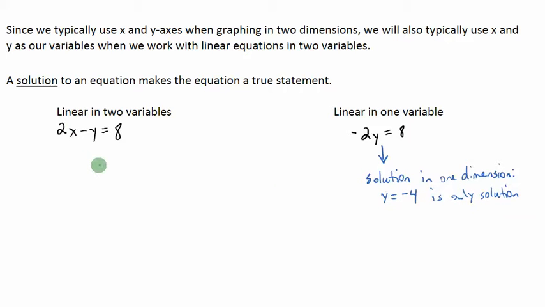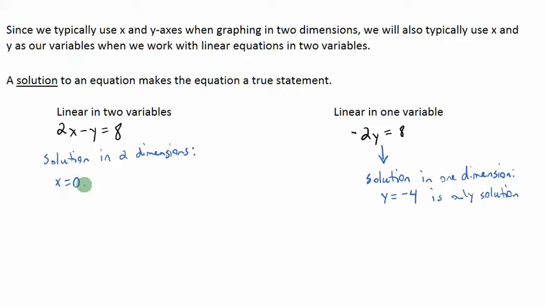Over here, a solution needs to make this true, but I have two variables. So a solution over here has to be two numbers. So a solution here has to be two numbers, so in two dimensions. Here I had one variable, so I only needed one dimension. Over here I need two dimensions.